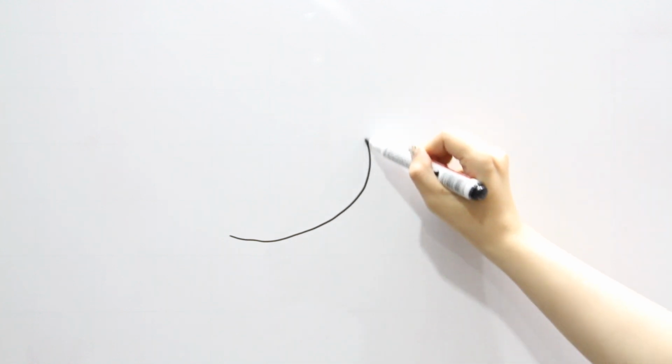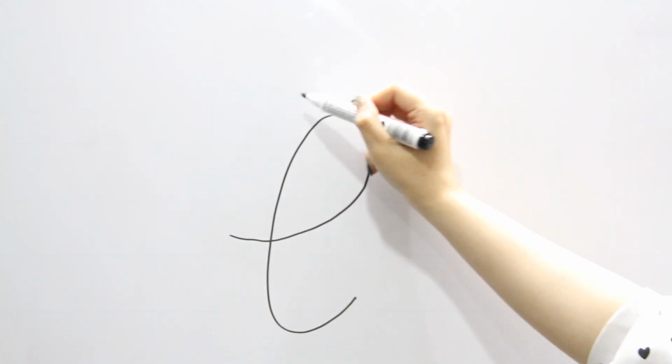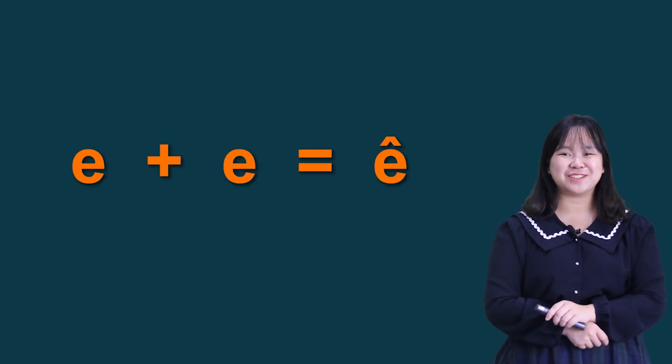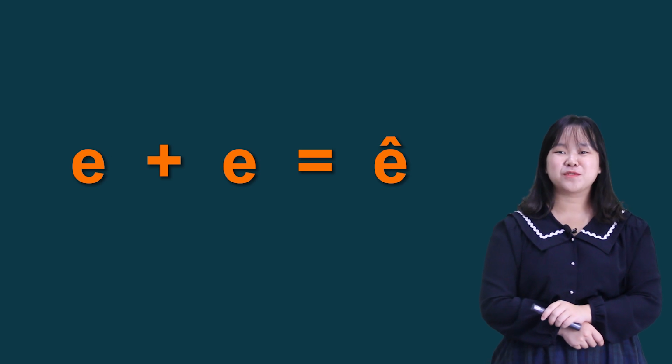To write the letter E, you first write the letter E and then put a hat above it. When typing on computer or cell phone in telex style, you will type E twice to have E.